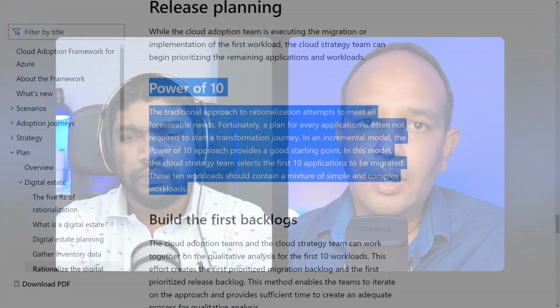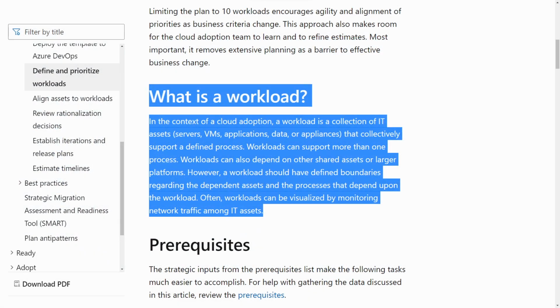Next, we will be taking an incremental approach, right? So the power of 10 basically means you take 10 workloads and then you add it to the backlog to start using in the migration. So a workload is basically a group of applications that work for a common cause. For example, a web app will have a front end application and a database, and sometimes a client application. So there could be multiple applications that are working together for one workload, right? So that is what a workload means. The next is we need to take an output of the rationalization effort and create a prioritized backlog.